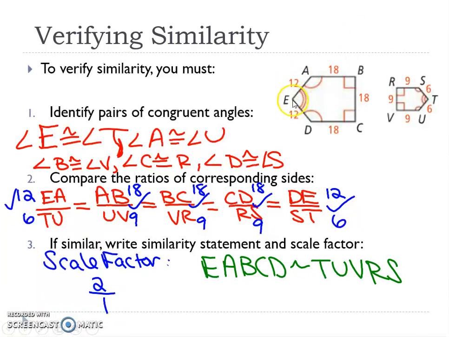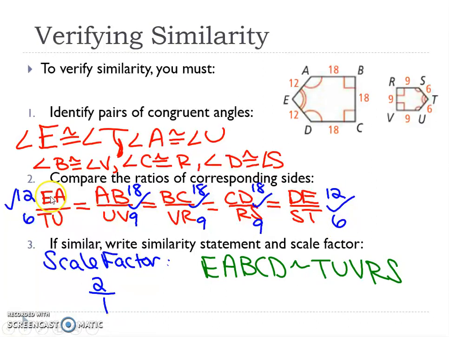So EA to TU is corresponding. AB to UV is corresponding. BC to VR corresponding. CD, RS corresponding. DE, ST corresponding. And then we're going to write the ratios. So 12 to 6, 18 to 9, 18 to 9, 18 to 9, 12 to 6.